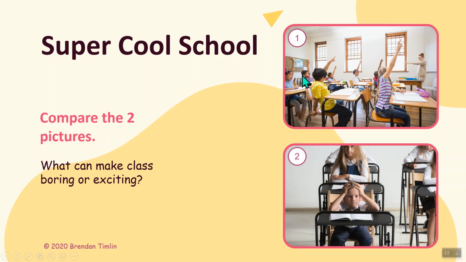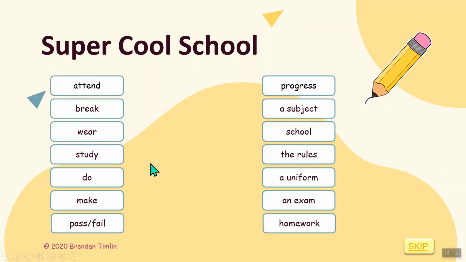So get them to do it for about a minute and help them to make sure they compare. So using words like however, on the other hand, whereas, they should be using these conjunctions, and then answering the question. So yeah, what can make class boring or exciting? Get them to answer what they think.